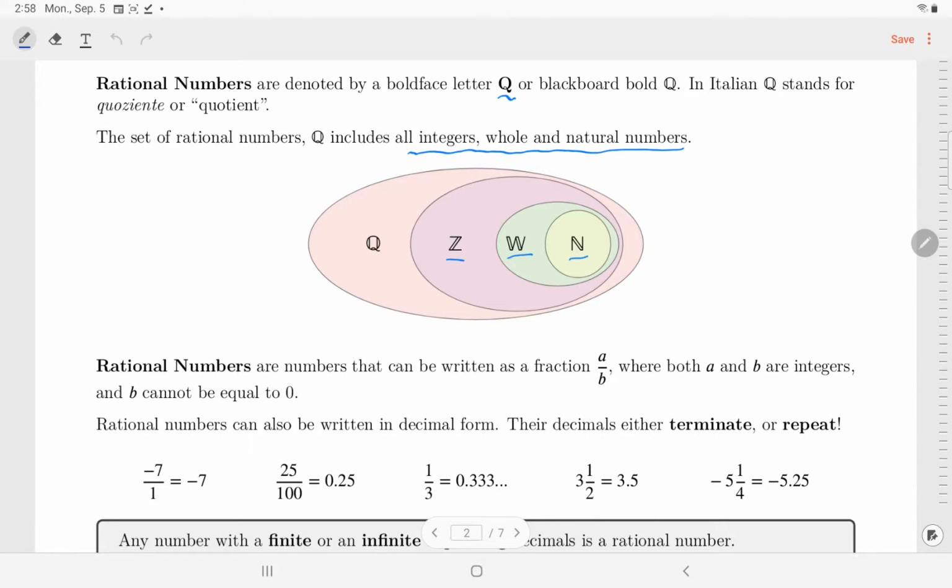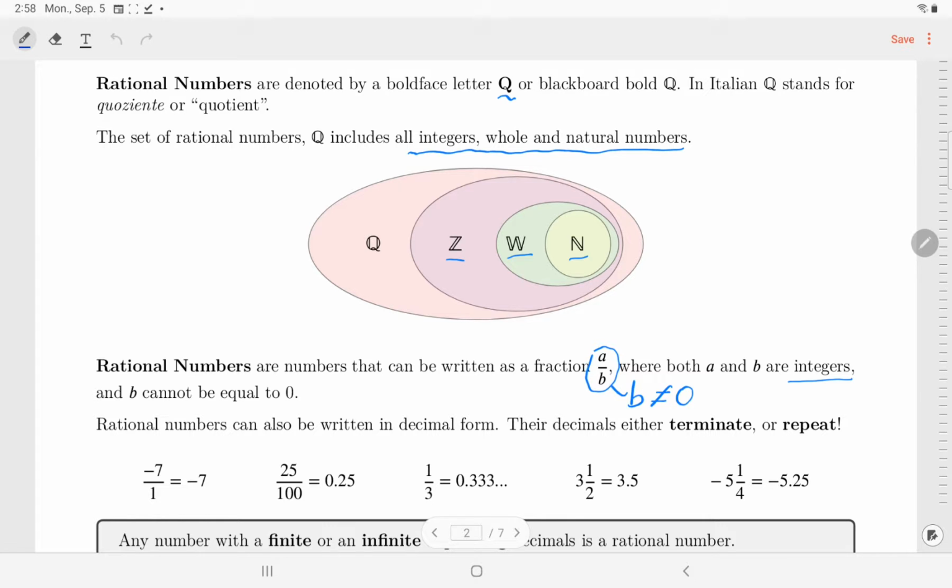So how do we know if the number is a rational number? If we can write it as a fraction, so a over b, where both a and b are integers. And of course b cannot be 0 because we cannot divide any number by 0. If that's the case, then this number is a rational number. The fraction is a rational number.